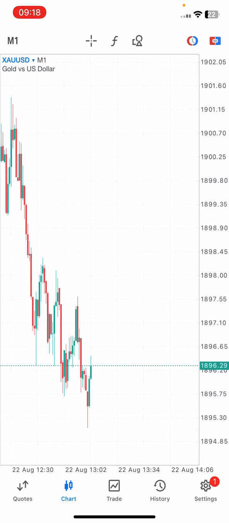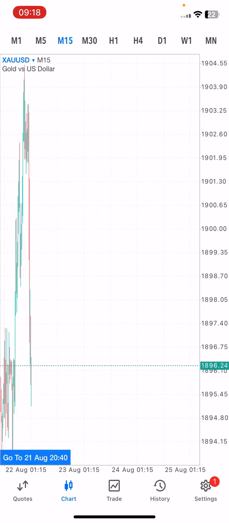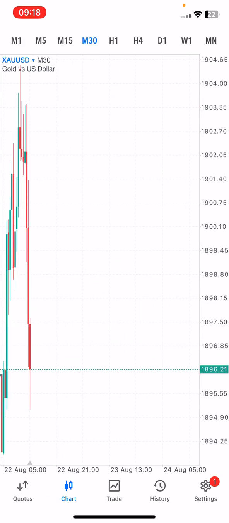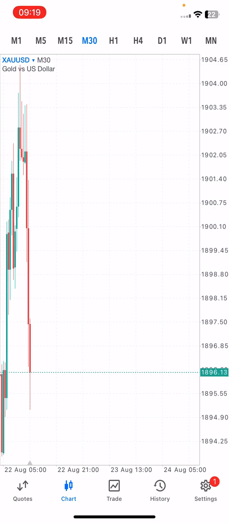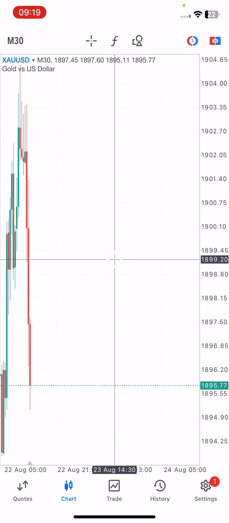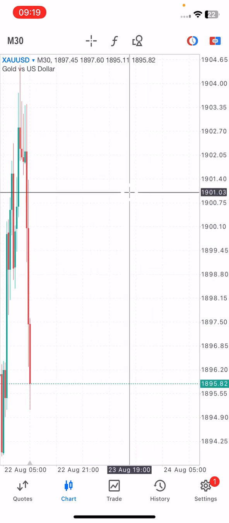This is XAUUSD, which is called gold. So this is the 5 minutes, 15 minutes, 30 minutes. Each time frame has its own function. So that's just the time frame. We'll talk deeper about that later, but for now we're just talking about the characteristics. The next one is this plus angle here, just to know the price of the market.